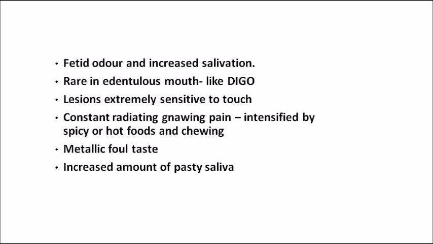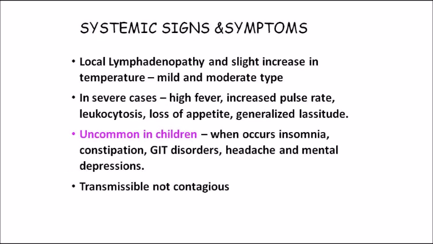It becomes pasty saliva. And one more important finding is it is found to be rare in edentulous mouth. One more condition that is rare or not present in an edentulous mouth is DIGO, or drug-induced gingival overgrowth. It is found only in dentulous areas. Similarly, ANUG is also found to be common in a dentulous oral cavity. So we saw the local signs and symptoms, what happens to the oral cavity affected by ANUG.